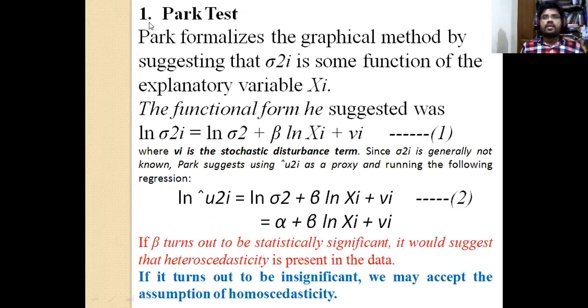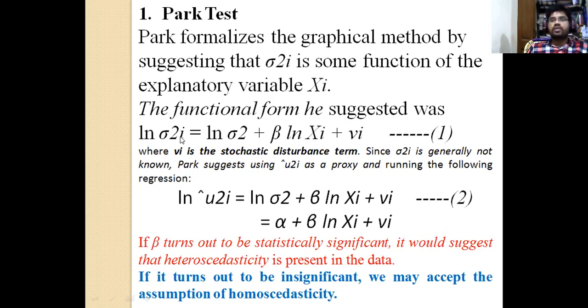Okay. Then the first one is the Park test. What is the Park test here? The Park test formalizes the graphical method by suggesting that the variance, sigma, meaning the standard deviation, is a function of the explanatory variable xi. When you write the functional form, Park suggested this. When we are converting the data into the natural logarithm, that is called ln. It is not 1n. It is ln.